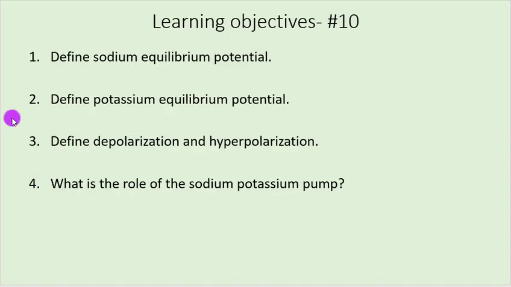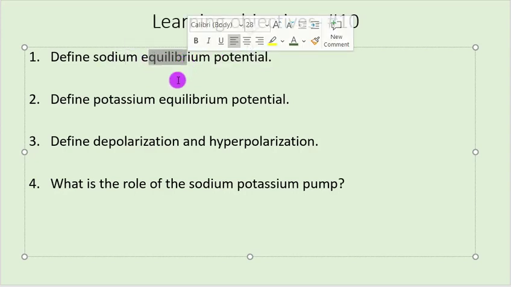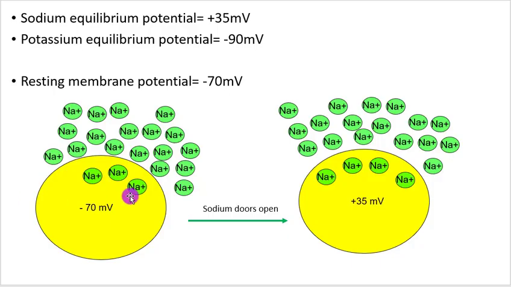So when we look at sodium equilibrium potential, what is sodium equilibrium potential? It's the potential, which is the electrical measurement of the cell when sodium has reached equilibrium. And what is that number? That number is plus 35, positive 35 millivolts. And again, that makes sense because we're taking positive charges from the outside and bringing them to the inside, taking what was negative and making it less and less negative.